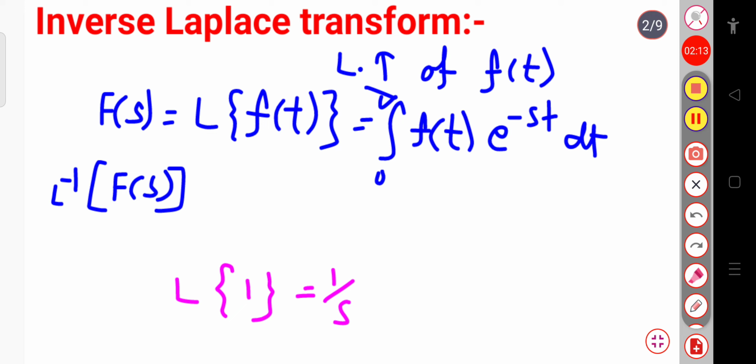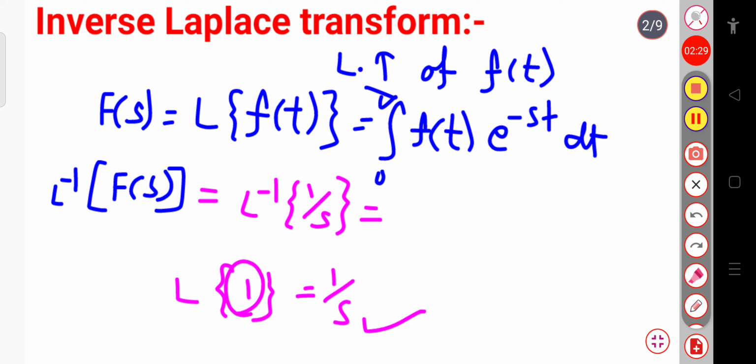Then if you want to take the Laplace inverse of this 1 by s, what will it be equal to? It means that if I take the Laplace inverse of this function, we will get the original function, that is 1. Are you getting my point? For the function f of t whose Laplace transform we take, when we take the Laplace inverse of F of s, we get the original function f of t. So the Laplace inverse of F of s will be equal to 1 in this case.